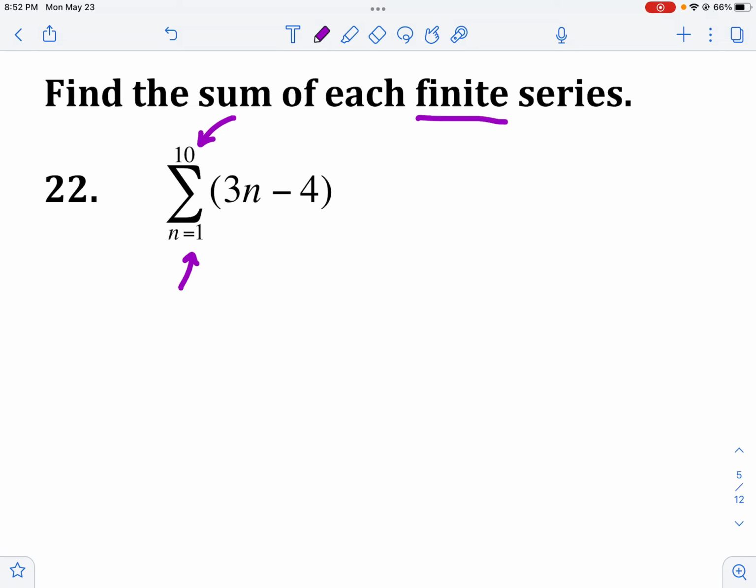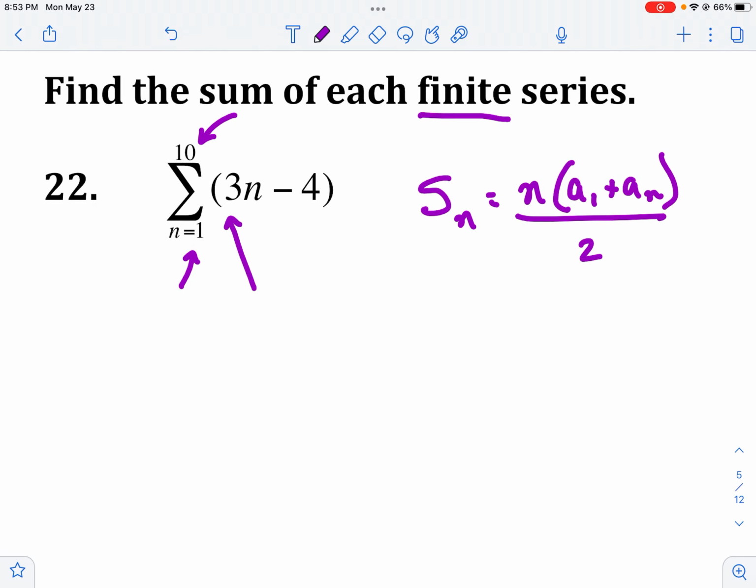So here's what I'd like to do, to be honest. I want to use the sum formula, n times a sub 1 plus a sub n, over 2. I'd like to use that formula for anything that's arithmetic. Arithmetic means it has a slope or it has a common difference. So here's what I'm going to do.